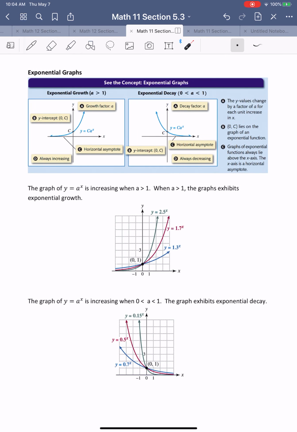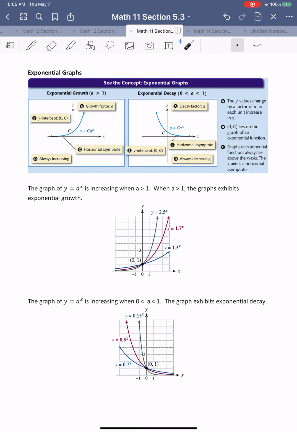A linear function adds a constant, and an exponential function multiplies by a constant. All right, an exponential graph has two ways: the increasing graph, which we call growth, and the decay graph. It always depends on the base. When the base a is greater than 1, it's always a growth function, increasing, and between 0 and 1 it's always decreasing.